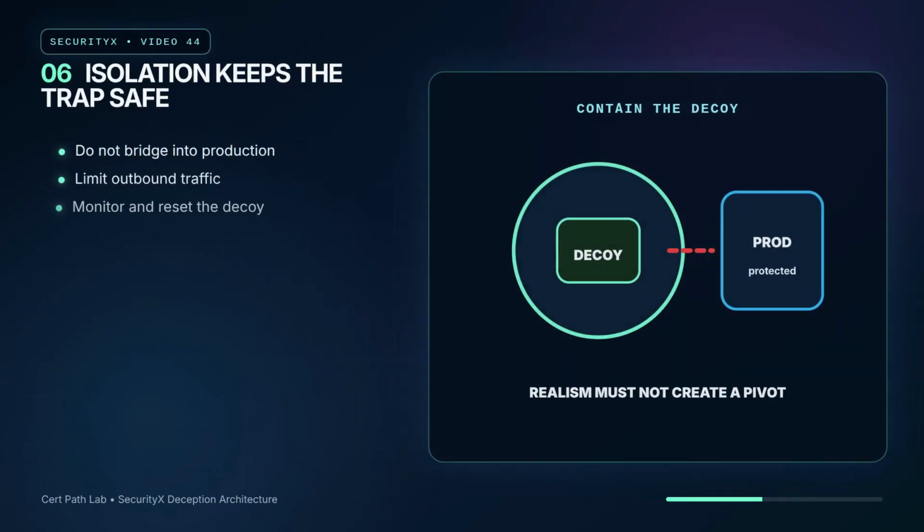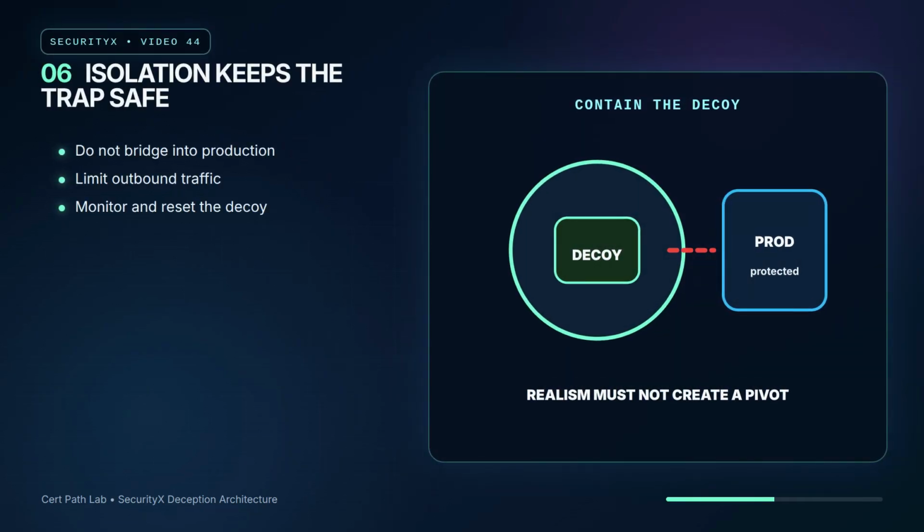The safety boundary matters. A high interaction honeypot that allows realistic behavior may generate richer telemetry, but it also needs stricter isolation. Limit outbound access, prevent pivot paths into production, monitor changes, and reset the environment when needed. For SecurityX, the design trade-off is fidelity versus risk. More realism can improve intelligence, but it raises operational responsibility.